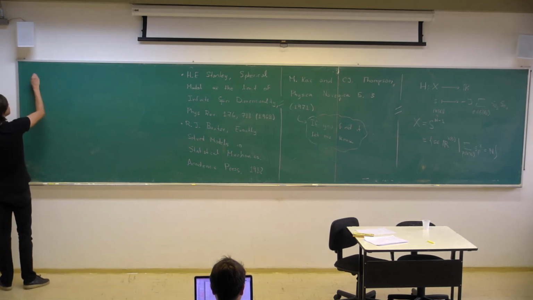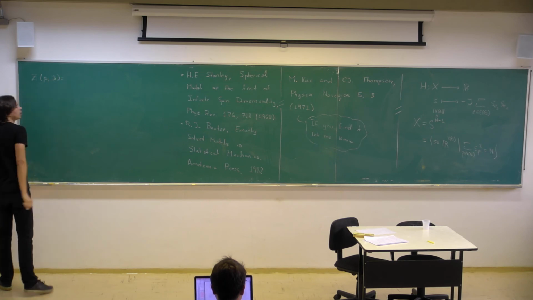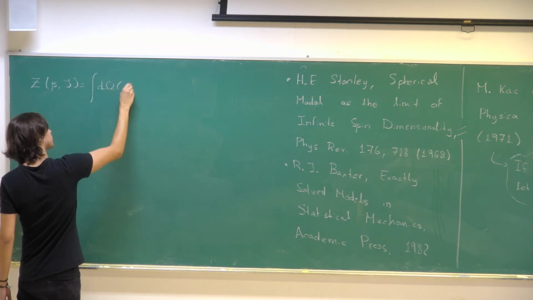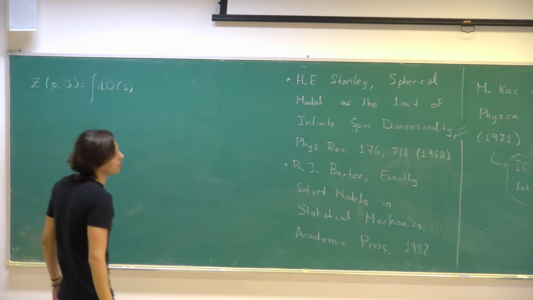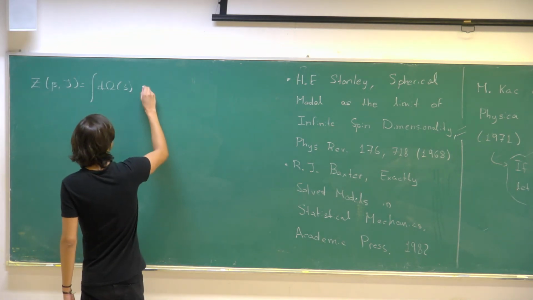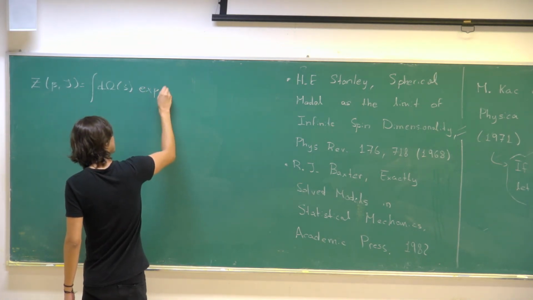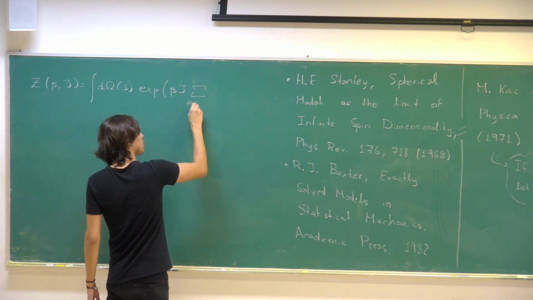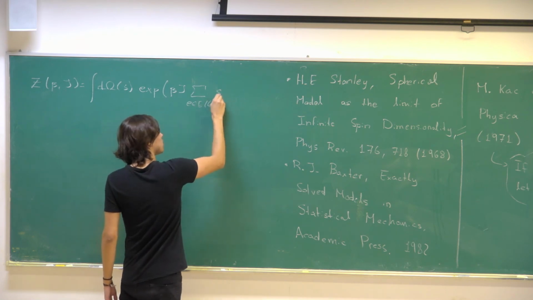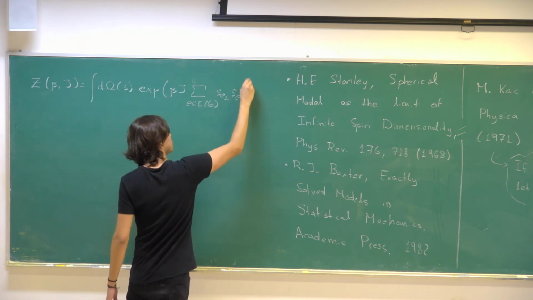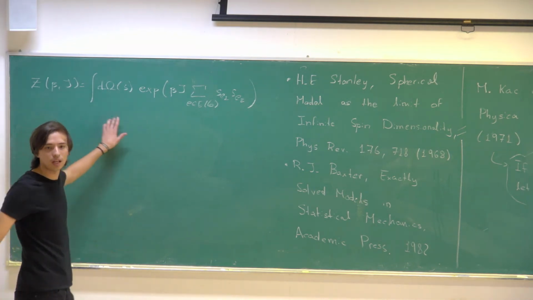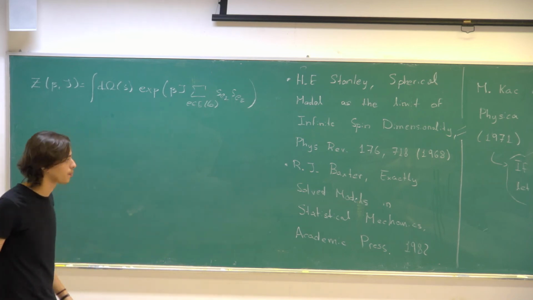So the partition function of this model is given by an integral over all possible states of the exponential of minus beta H, right? So that's the exponential of beta J times the sum over all edges of S_{e1} times S_{e2}. So that's the partition function of this model, where here omega is just the measure on that sphere. It's just the area measure on that sphere.